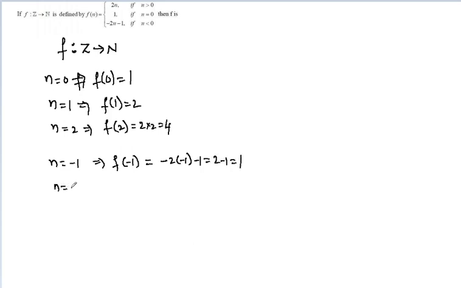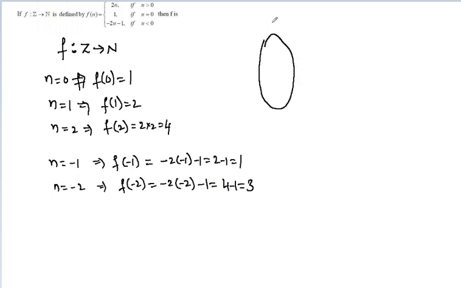And n is equal to minus 2, that is f of minus 2 is equal to minus 2 into minus 2 minus 1, that is equal to 4 minus 1 is equal to 3. So here is given, this is Z, this is N, that is take values minus 2, minus 1, 0, 1, 2 up to infinity. Here is natural numbers, that is 1, 2, 3, 4, 5 up to infinity.